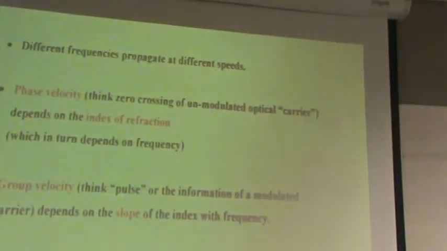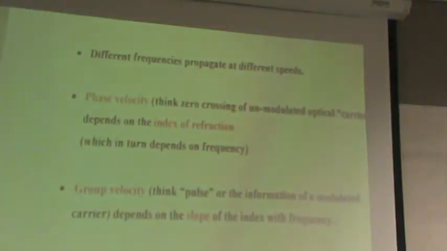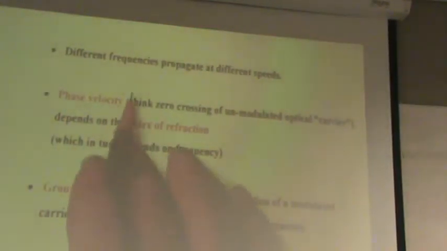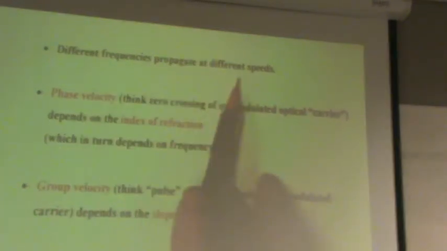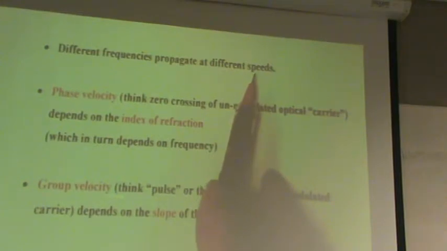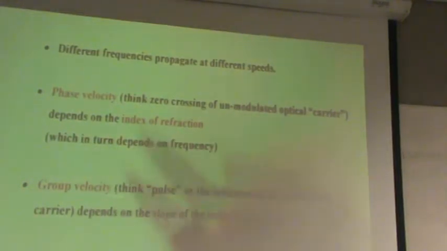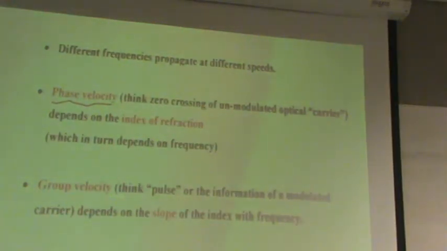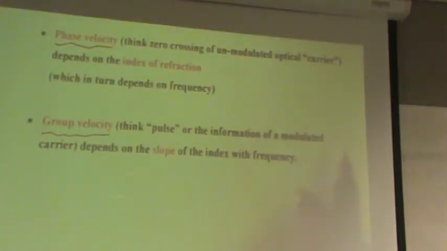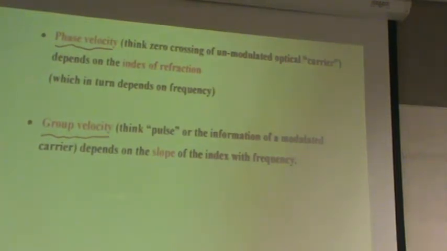Now we get to one that you do have in your pre-lecture notes. We saw that v is the velocity, so if the index is changing, then the velocity is changing. So different frequencies are going to propagate at different speeds. We mentioned that we have two types of velocities. One is phase velocity, the one that you're used to thinking of. But for telecommunications, group velocity turns out to be the more important one for us.